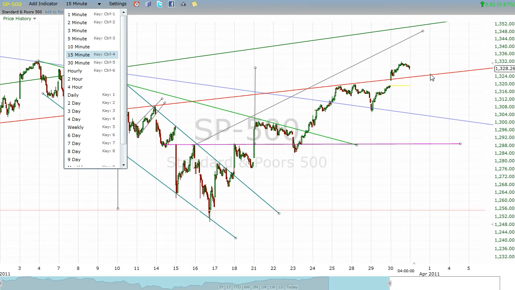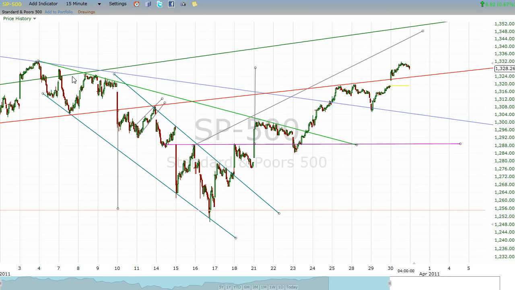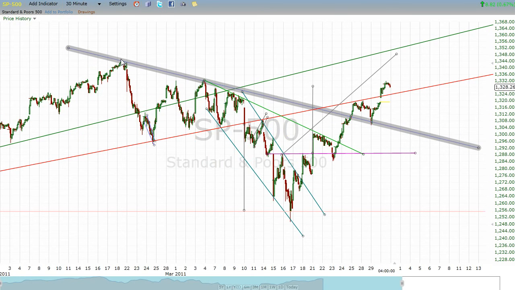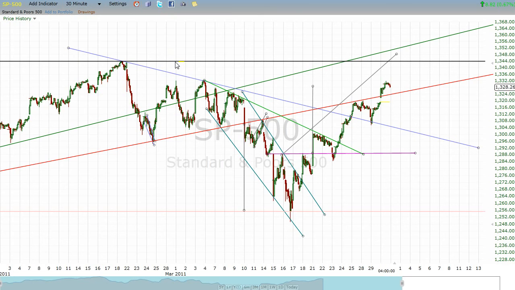If we bounce, then it's my feeling that we're going to get a serious test of the old high set back here in the middle of February, and we might as well snap a line on that. Where's my line? Just so we can keep an eye on this level right here at about 1344.